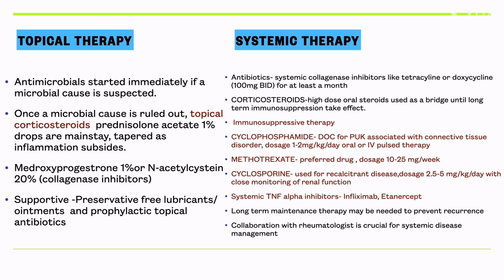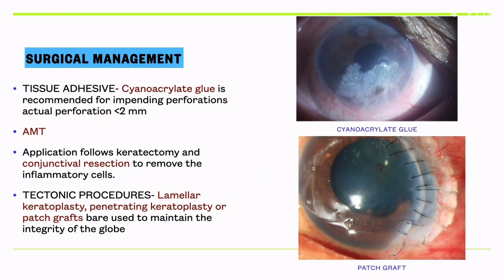with connective tissue disorders. Also, methotrexate is a preferred long-term option because of less toxicity, usually given at a dose of 10 to 25 milligrams per week. And cyclosporin is reserved for recalcitrant cases with careful renal monitoring. Also, there are TNF alpha inhibitors which can be used for severe systemic involvement, and long-term maintenance is often needed to prevent the recurrence, and collaboration with a rheumatologist is non-negotiable for managing the underlying systemic diseases.